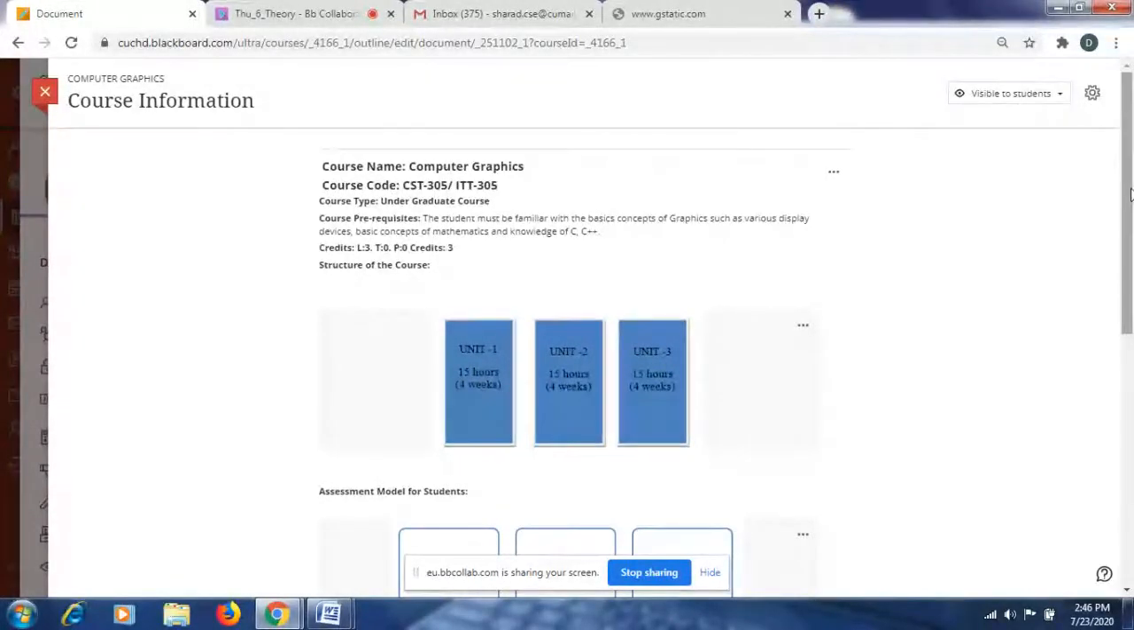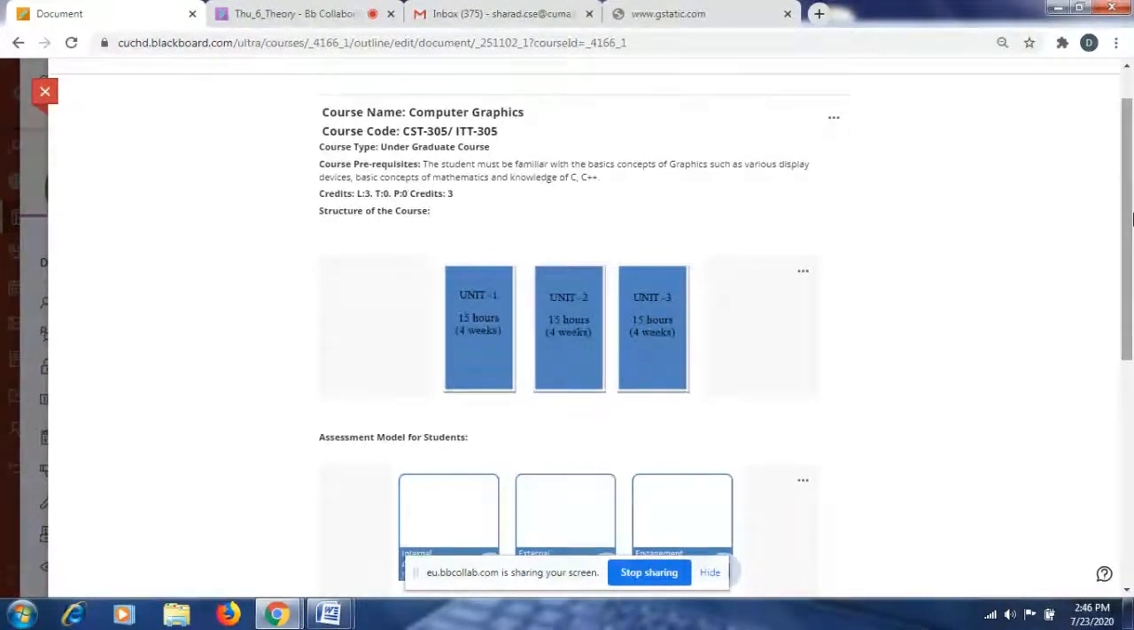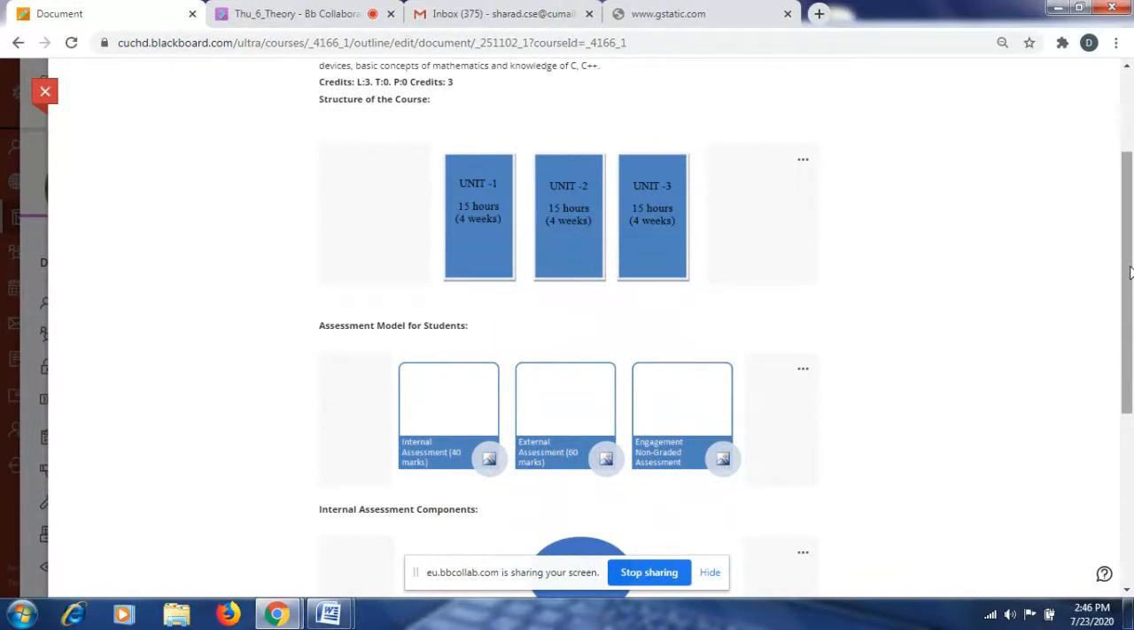Starting our first lecture, let's introduce the course, that is computer graphics. Computer graphics is a subject in the fifth semester. The requirement is that you have to study the basics of display devices and some mathematical concepts that are used in computer graphics. There are 3 credits in this course, and there are 3 units, with 15 hours for the first unit, 15 hours for the second unit, and 15 hours for the third unit.